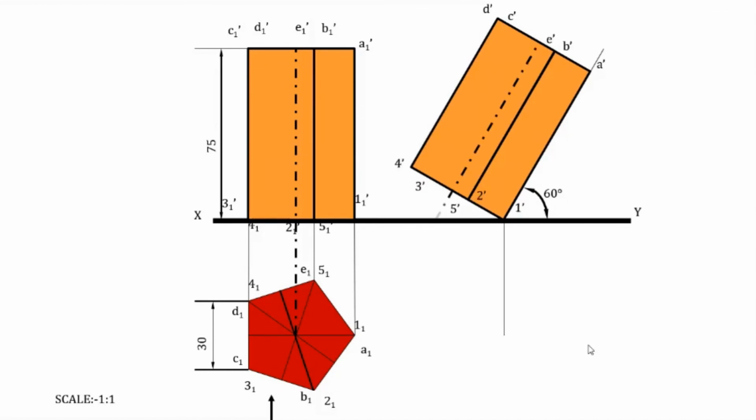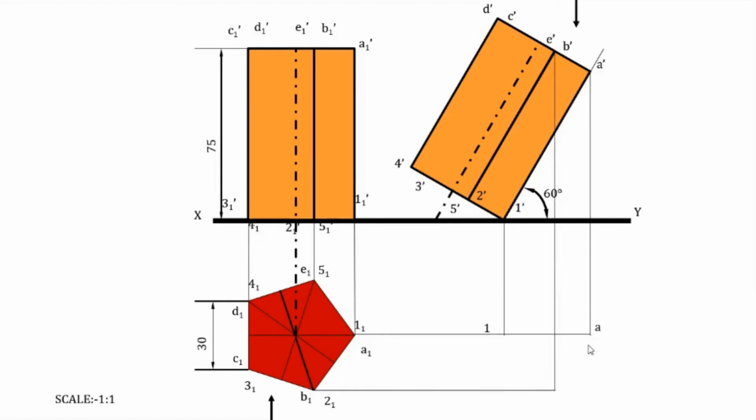Then all the points in the front view, all the coordinates in the pentagonal prism, are found out in the top view also. First we find out 1, then A, then B, then C, D, E. Now to get the point A, you start from A dash, you draw a projector from A dash, then a locus from A1 also. So the point of intersection of the projector and the locus will give you the point A.